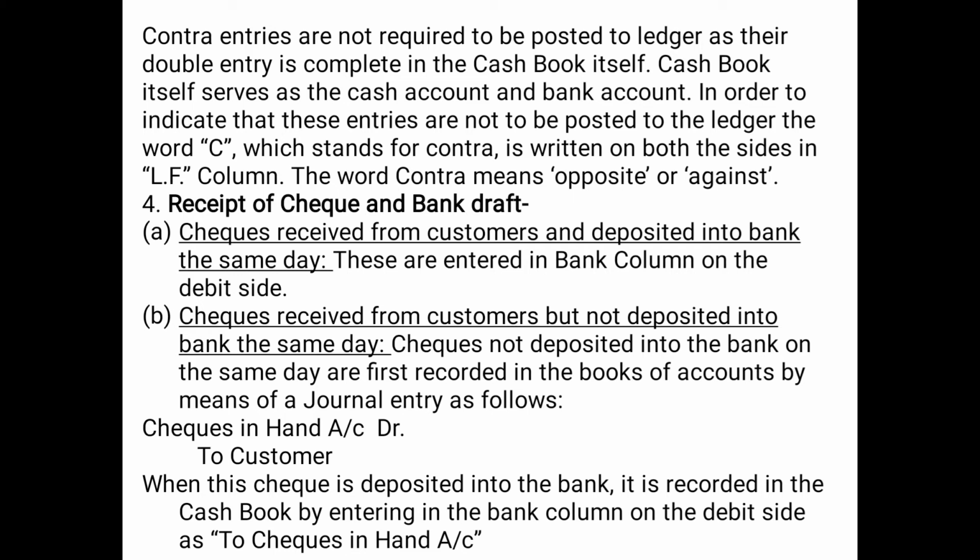Contra entries are not required to be posted to ledger. Why? Because both the aspects are already completed in the cash book itself. As their double entries complete in the cash book itself, it serves as the cash account and bank account both. In order to indicate that these entries are not to be posted to the ledger, the word C, capital C, which stands for contra, is written on both the sides in LF or the ledger folio column. The word contra means opposite or against.